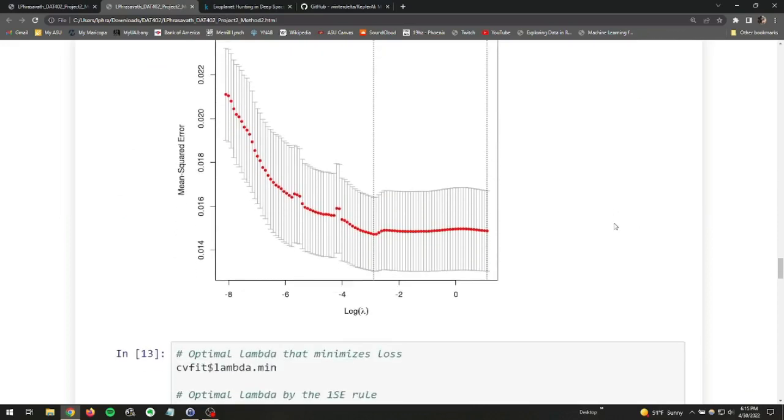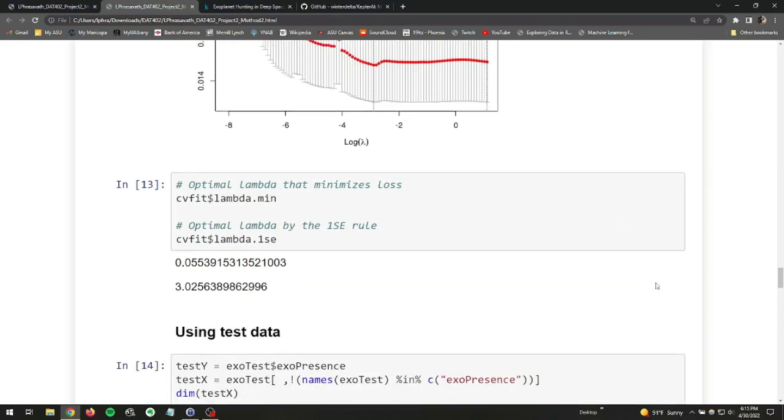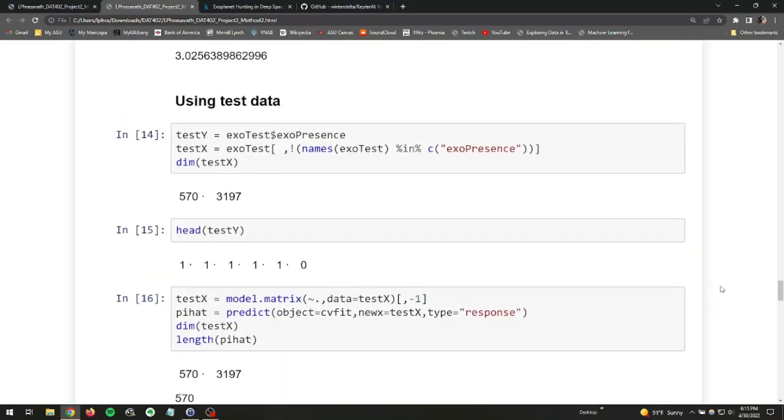We can see down here that our optimal lambda value, the one that minimizes the mean squared error, was about 0.055. And according to the one standard error rule, our lambda value could be 3.03 or so. And here we are now going to predict on our test data.